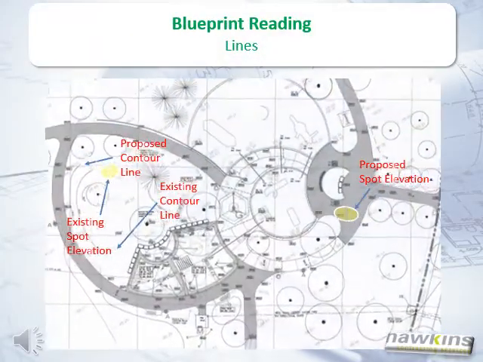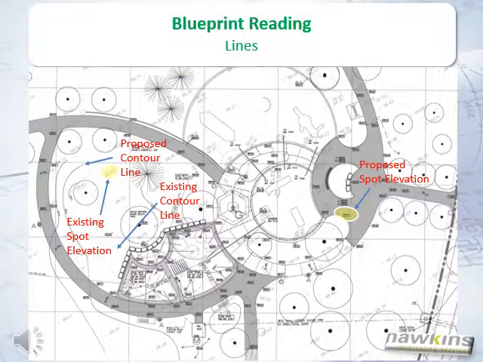Take a quick look at this drawing. Here you will see a proposed contour line, an existing contour line, proposed spot elevation, and existing spot elevation.